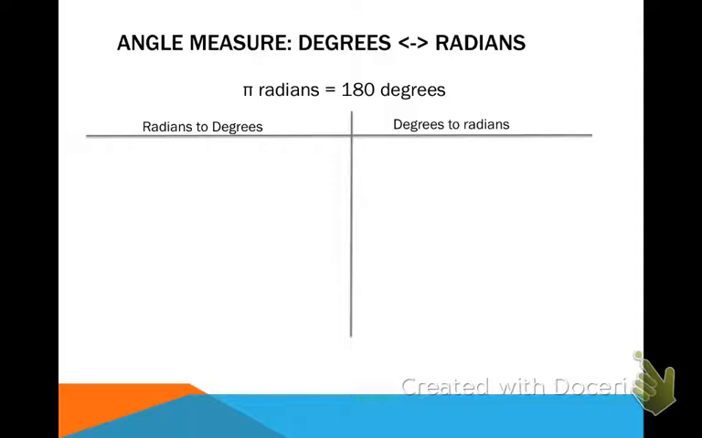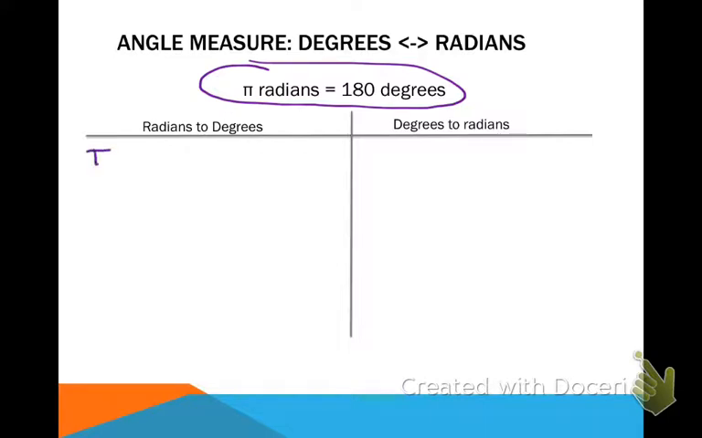Now let's take a quick look at our conversion. You've already seen that 90 degrees is the same as pi over 2 radians, and pi radians is the same as 180 degrees. And in fact that pi radians is equal to 180 degrees is really all you have to remember, because from that you can get the conversion factor to convert from radians to degrees and degrees to radians.